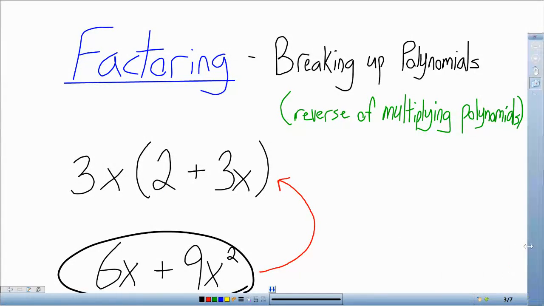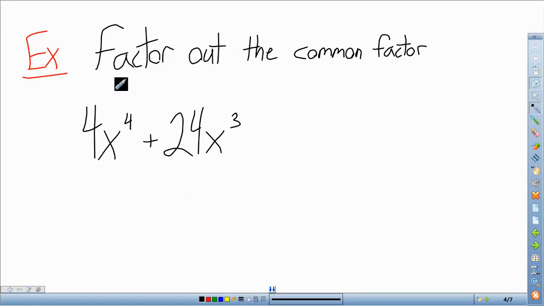All right. So with that, let's try it with another one. Let's go ahead and factor out the common factor of this binomial. Go ahead and get this example. We'll do this one together.